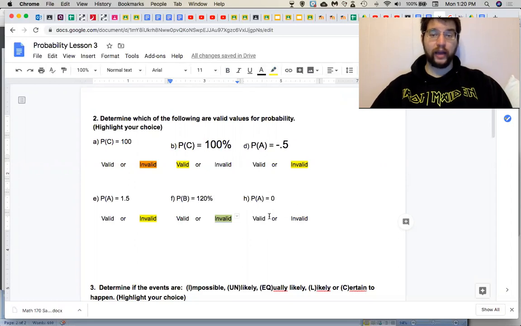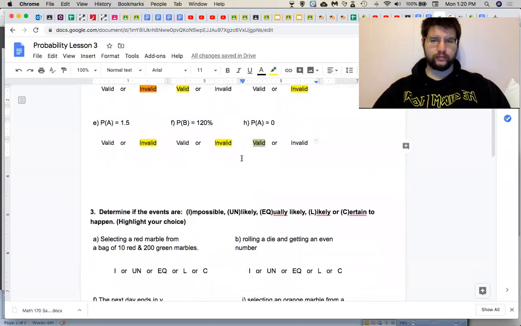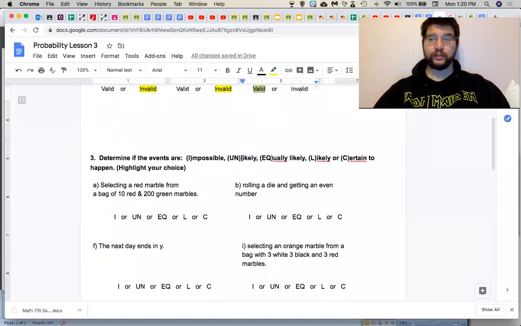0, that can happen. You can have something that's impossible actually happen. If you don't buy a lottery ticket, you have a 0% chance of winning the lottery. Probably 0. You also have a 0% chance of losing $2 from the lottery.